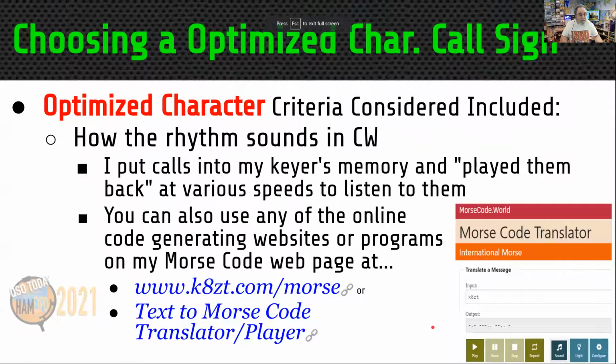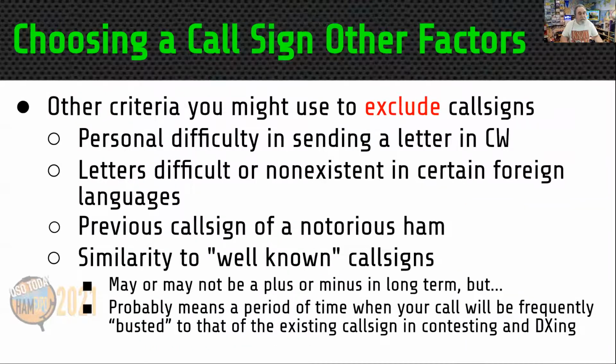Other criteria you might use to exclude call signs would be those that you have personal difficulty in sending a letter in CW, or a combination of letters that may be difficult for you personally to send. Letters that are difficult or non-existent in certain foreign languages. If you're focusing on one specific foreign language, or if you might not be a native speaker of English, you might find it difficult with certain letters that are not available in other languages. Previous call signs of a notorious ham. If the ham was a real lid and has a very bad reputation, you may not want to follow up taking the same call sign, because other people may not realize it's not them anymore, it's a new person.